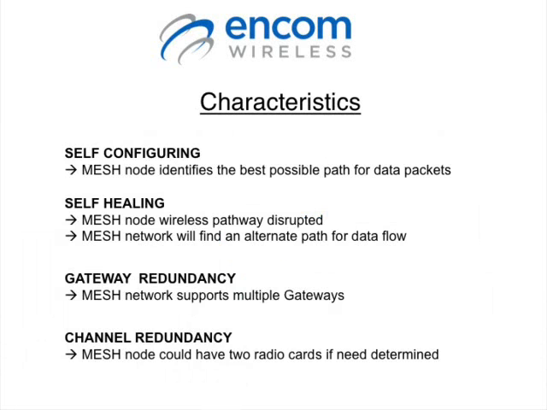There are four important characteristics to understand with mesh radios. The first one is that these mesh radios are self-configuring. Now what this means is if you're going to send data across this mesh network, this data is going to find the best possible path to take in order to get to its destination.